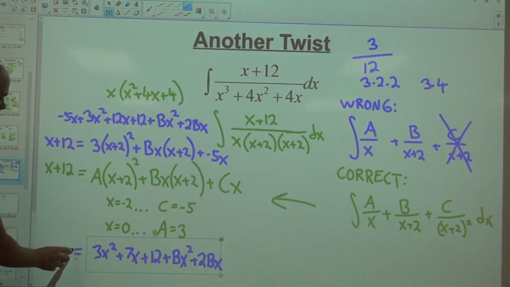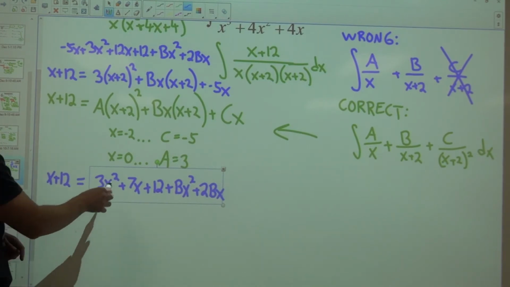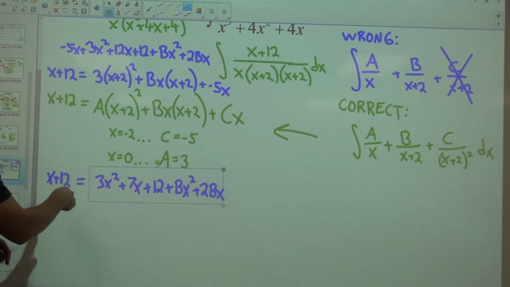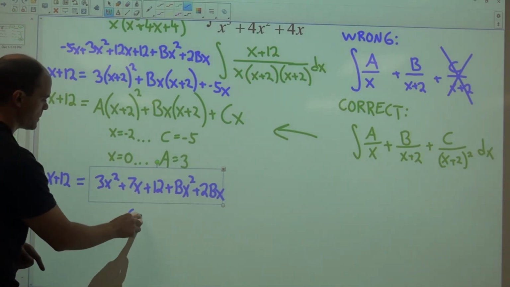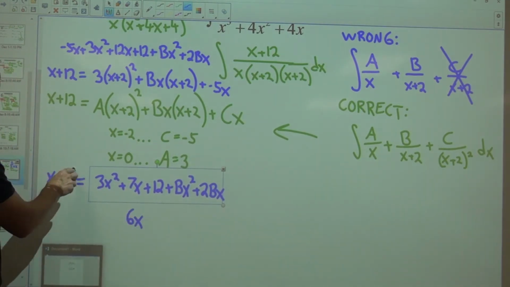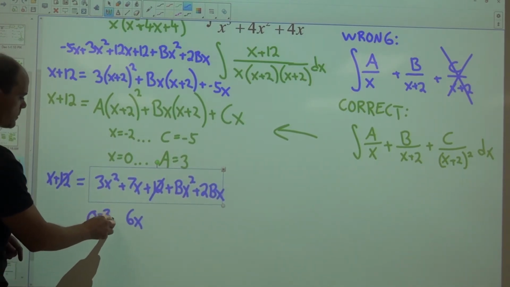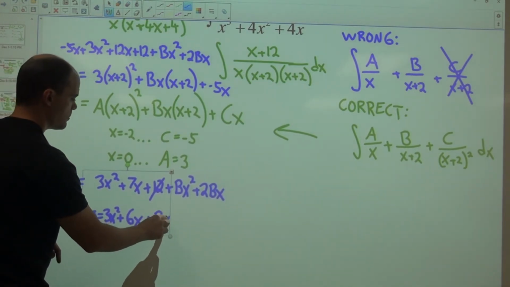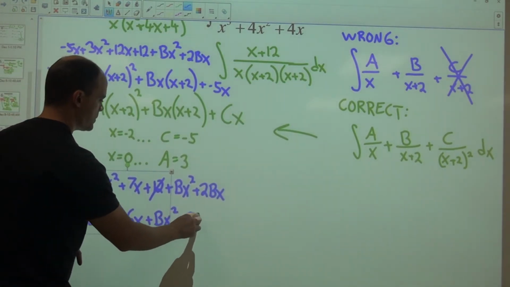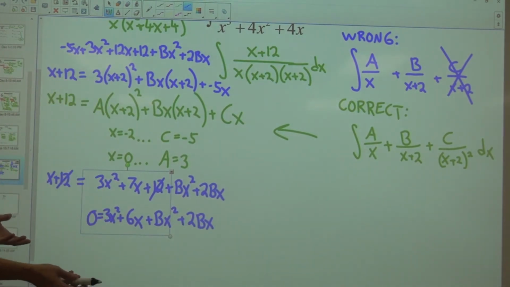And this is supposed to equal x plus 12. One more step of algebra later. Let's just subtract this. Doesn't really matter what side I do this on, so I'm going to subtract this x. This will become a 6x. The 12's I can see cancel. And I've got 0 equals 3x squared plus 6x plus bx squared plus 2bx.